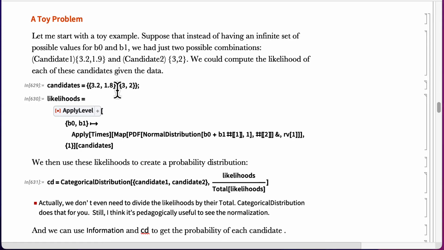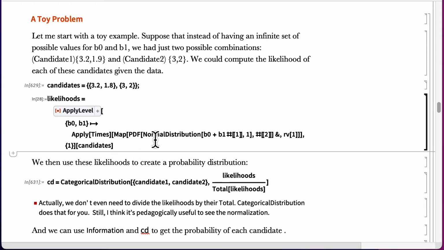And then we could do what I've done now a bunch of times before and compute the likelihoods for each of these candidates. So this is our function, and you can see, again, we're mapping the PDF, I'm not going to do the logs here, of a normal distribution with the mean of B0 plus B1 times the x value, and I'm going to evaluate it at the y value. Okay, so let's do it.